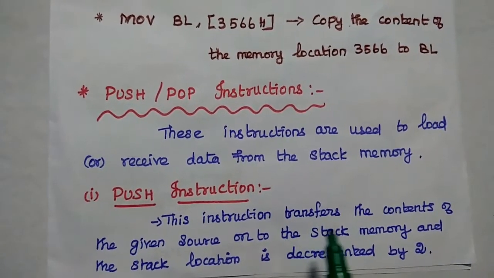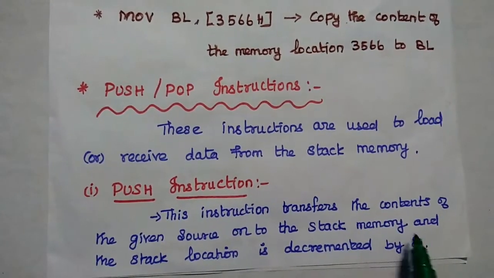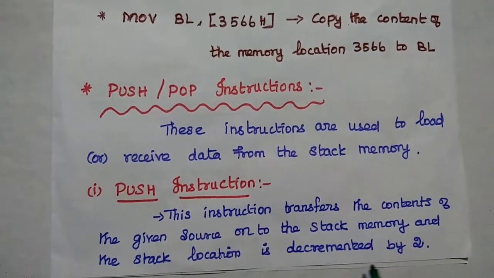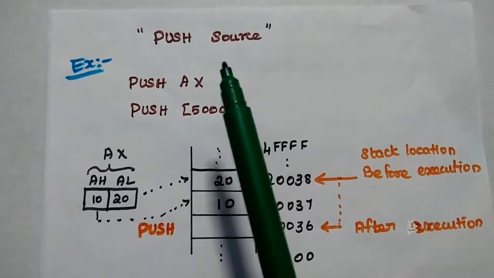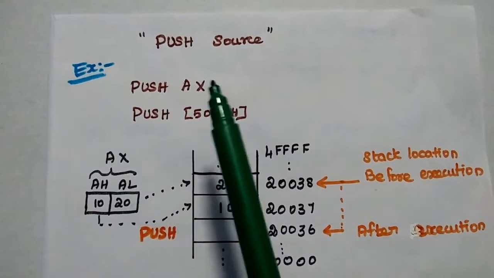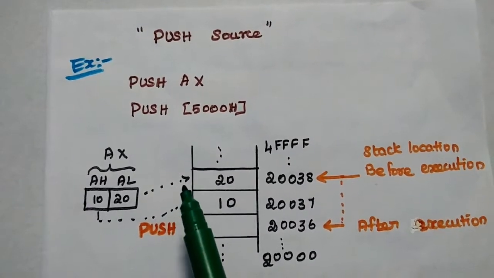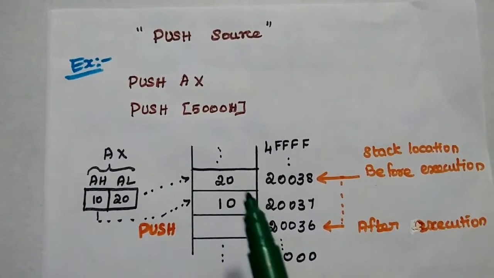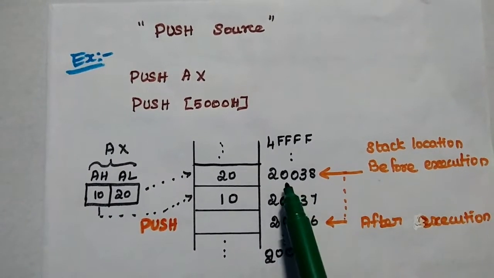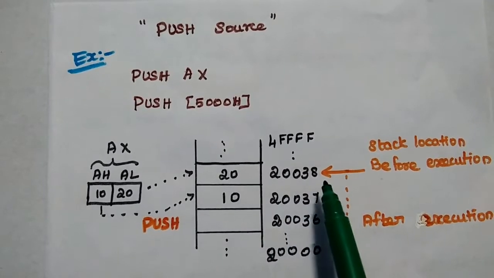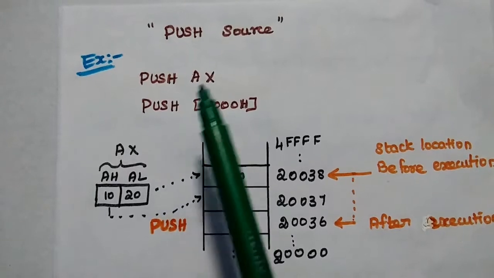So this instruction transfers the contents of the given source onto the stack memory and the stack location is decremented by 2. The format of this instruction is given here. So example is push AX. Okay. So we are going to transfer the contents of this AX register to this stack memory. So here the stack memory is currently pointed to that location 20038. Okay. Now we are going to execute this instruction push AX.